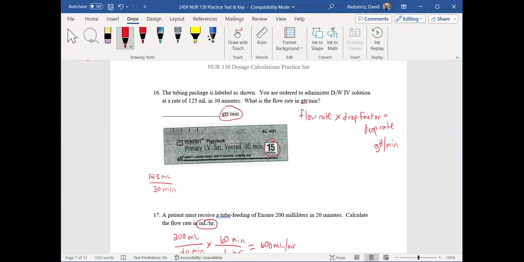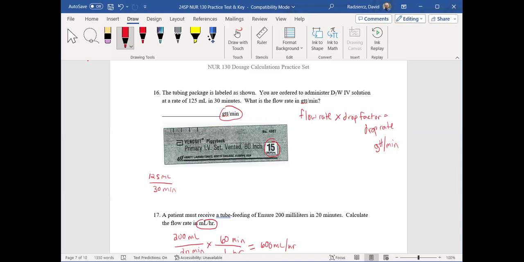The only time we needed to really convert minutes to hours is if we're looking for milliliters per hour and it gave me minutes as my time. There may also be a situation, especially for doing flow rate questions, where you're going to need to convert hours to minutes. And then you would do that. You would convert hours to minutes. And I have an example of that, and we'll go through that in just a minute.